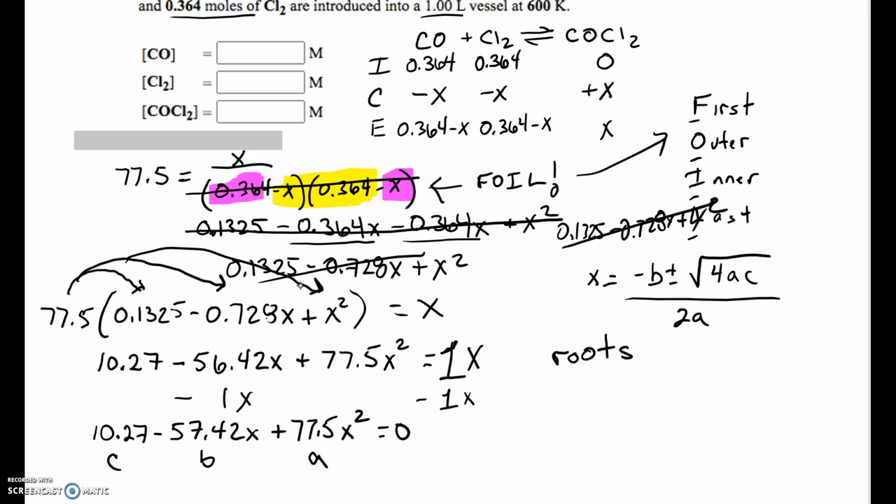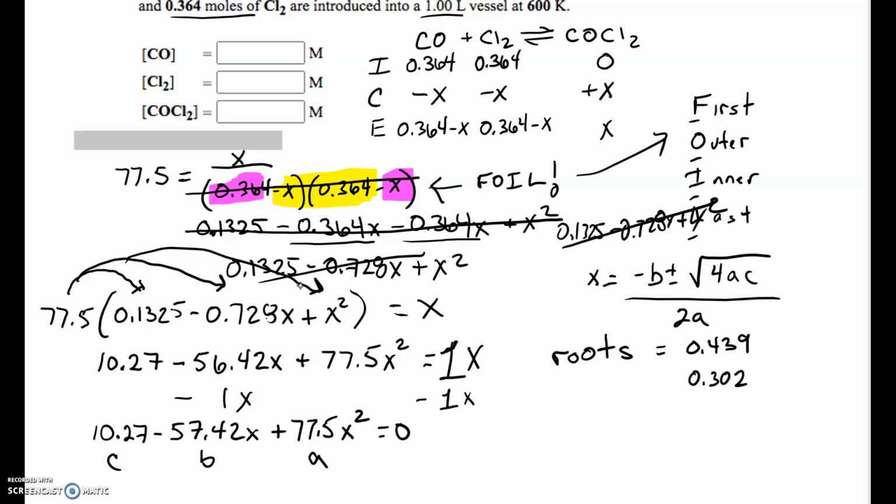So I actually used a quadratic equation solver online, and it gave me two roots: 0.439 and 0.302. What will happen is one of these roots just won't make sense. So let's take a look at the 0.439. Over here, if x equals 0.439, this makes sense: 0 plus 0.439. Okay.